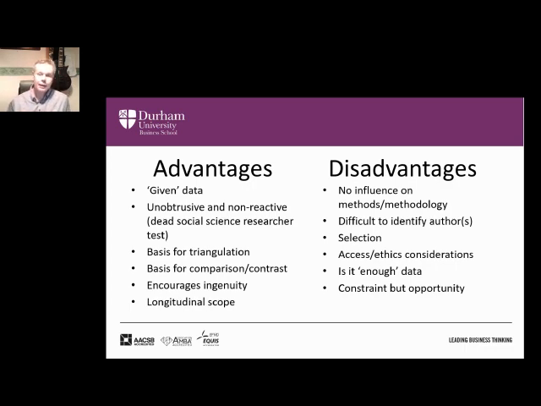It can offer a basis for triangulation, a basis for comparison and contrast with other methods, and you can triangulate different secondary sources of data. So you can triangulate policy documents with organisational documents, for example.